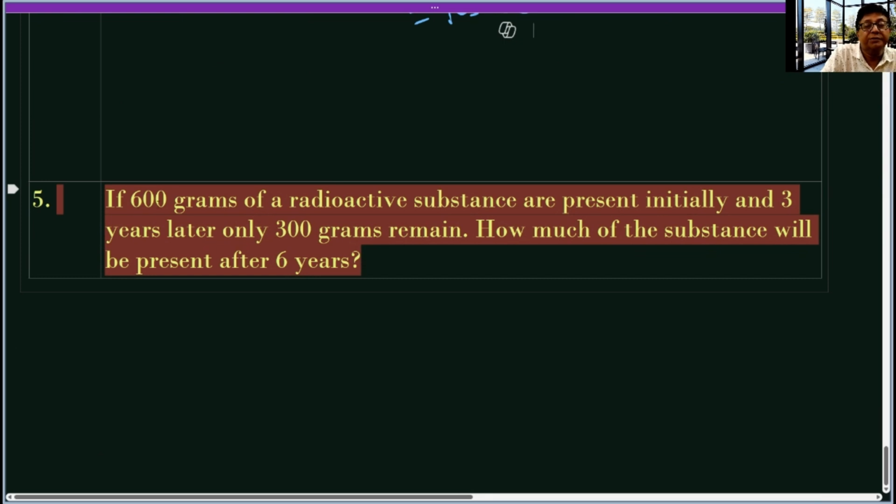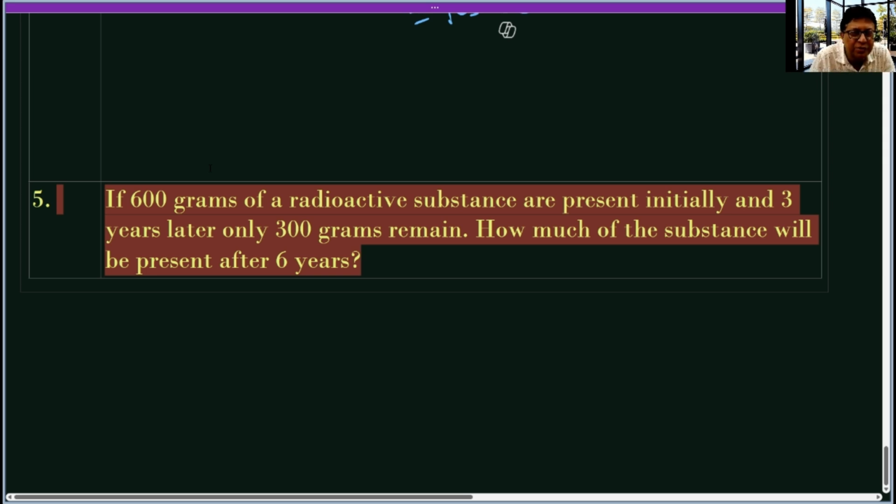So this one is another growth problem. Go through this one. This is the last one in today's class, because what I tell you repeatedly is that practice comes from all chapters. This chapter is definitely important, but do practice what you can. Study, I told you already. Okay, let's do it. 600 grams of radioactive substance are present initially and 3 years later only 300 grams remain. How much of the substance will be present after 6 years?